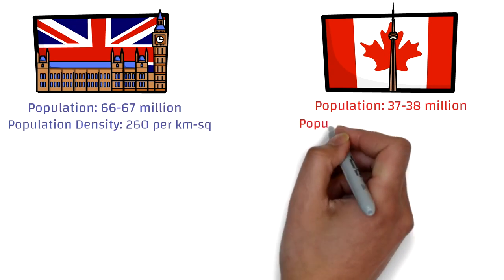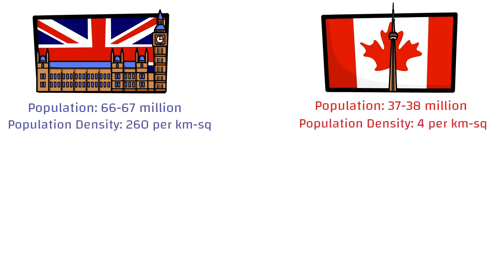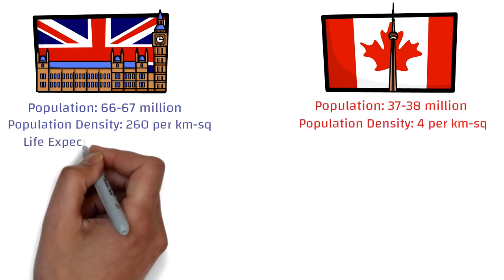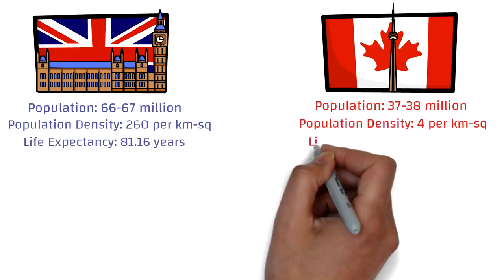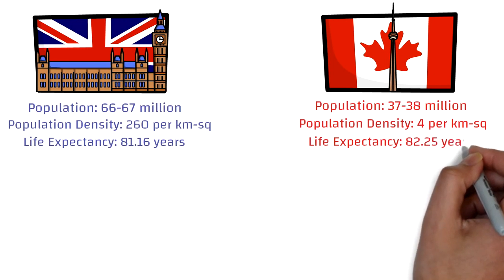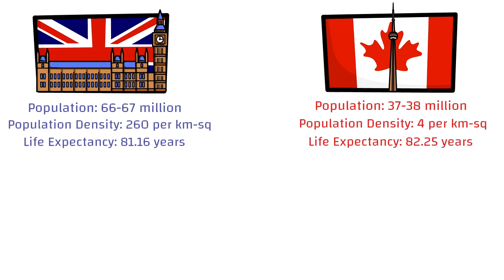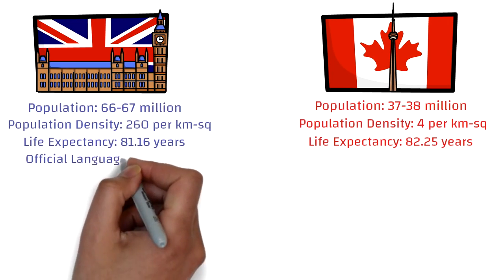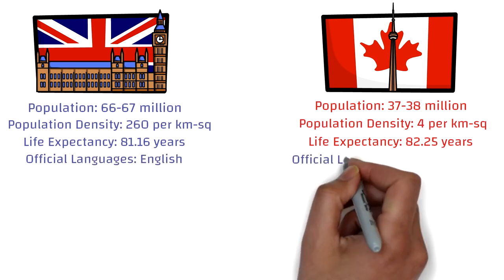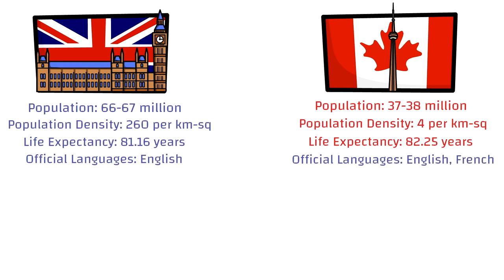Now the population density of UK is way more than what it is there in Canada, because of its huge size. The life expectancy of both the countries is almost very similar. While the official language spoken in UK is only English, in Canada it's English and French. Now of course both the countries have immigrants coming in from almost all the countries, so you can say that various other languages are spoken in both the countries as well, but the official languages are only what is listed down here.